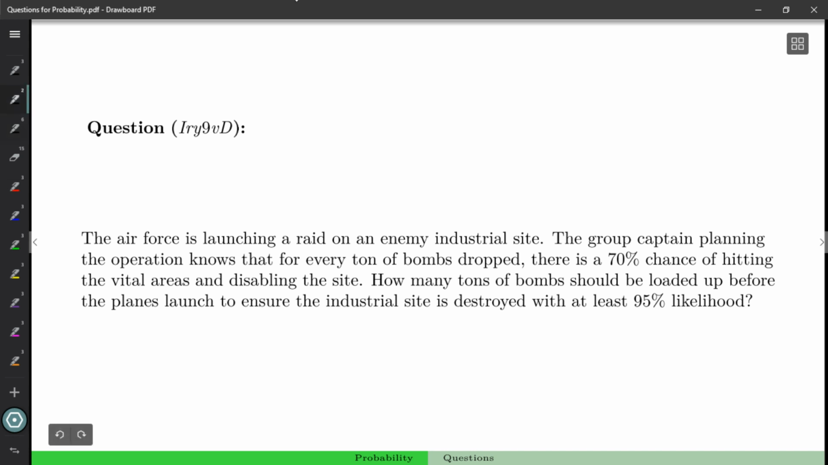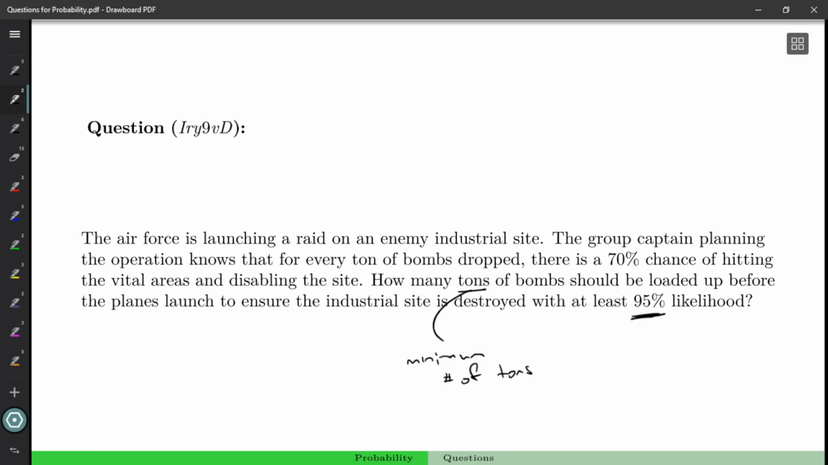Okay. So we know each ton of bombs gives us a chance of destroying or disabling the enemy industrial site. But we can't just launch all our planes loaded up with all the tons of bombs that we could. Yes, we would definitely destroy the site, but that's not an effective use of resources. So what we're going to look for is the minimum number of tons that we need to load up in order to get at least a 95% likelihood.